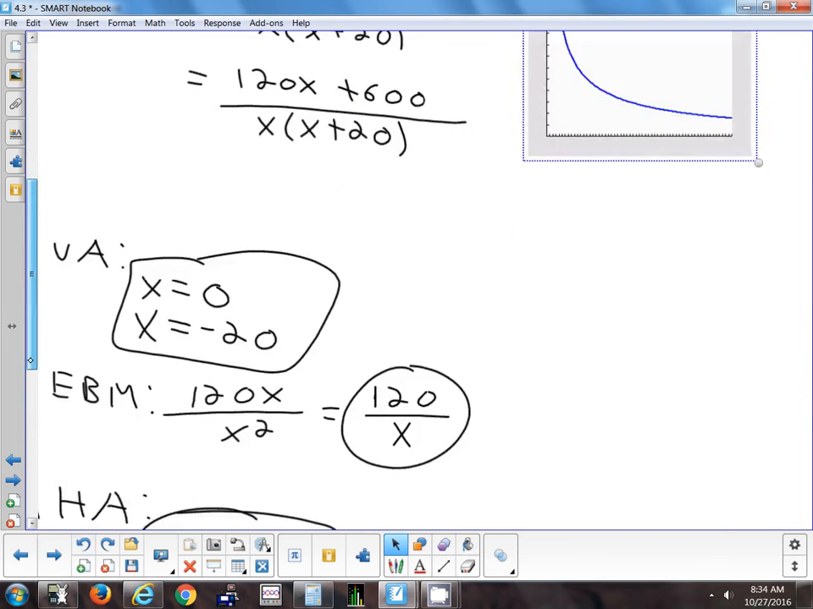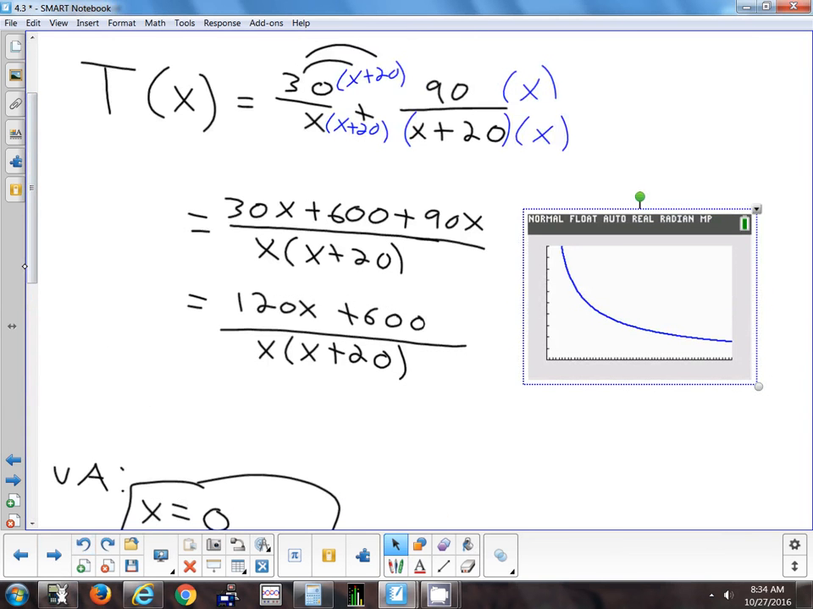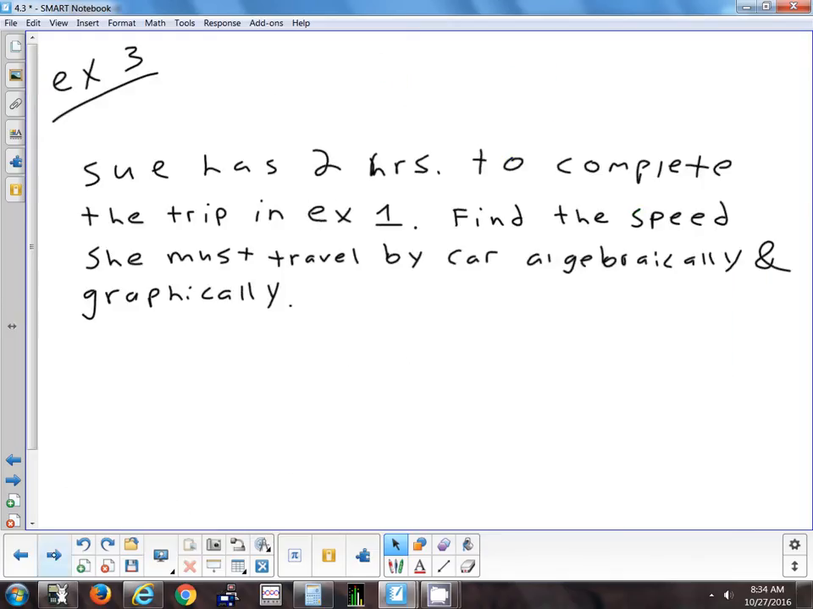All right, so now we don't even see the asymptote or the x-intercept. So there's a whole nother half to this graph we're not seeing, but we don't have to worry about it because it's a word problem. Okay. So now it says Sue has 2 hours to complete her trip. Find the speed she must travel by car. Okay, first we'll do it algebraically, and then we'll use our graph to do it.